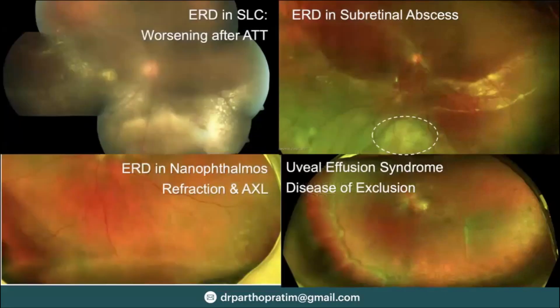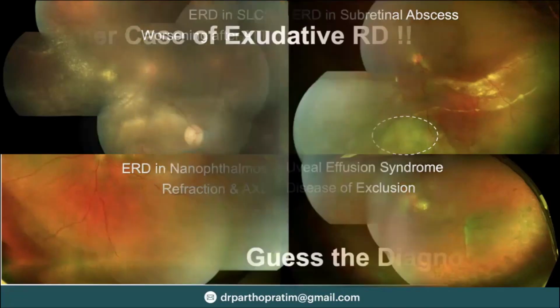Here are a few more conditions associated with subretinal fluid accumulation in the fundus. For example, in the first picture you can see ocular TB which worsened after ATT treatment and manifested as exudative retinal detachment. There is another picture, exudative retinal detachment with subretinal abscess, and we have exudative retinal detachment in nanophthalmos. Refraction and axial length evaluation can help, and also uveal effusion syndrome, which is a diagnosis of exclusion. So try to exclude all other conditions in such a scenario.